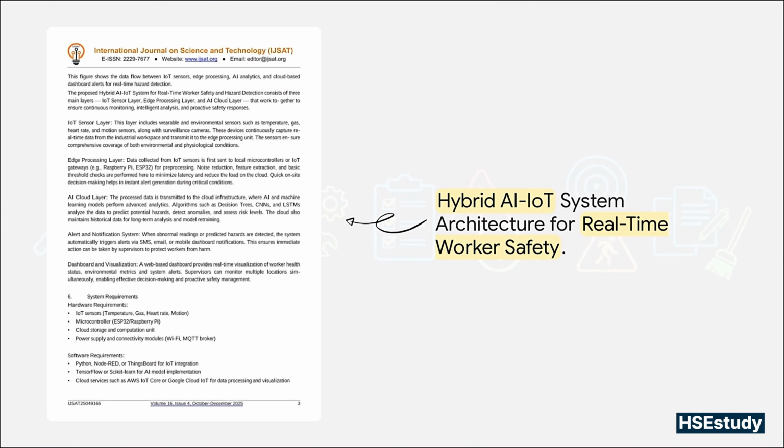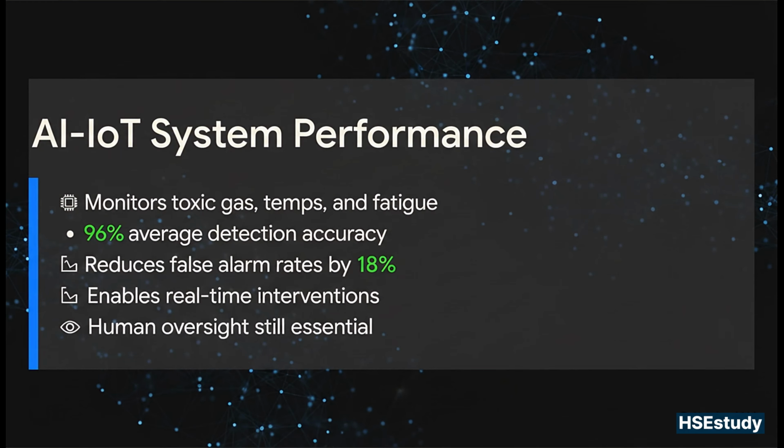At the exact same time, that data is pushed up to the AI cloud layer, where machine learning algorithms run predictive models to spot long-term hazard trends before something actually breaks. And the hard data proving this tech works is already here. Studies looking at industrial IoT datasets are showing an average hazard detection accuracy of 96%. Even better, by integrating AI, they've reduced false alarm rates by 18% compared to those old, annoying threshold-based alarms. It empowers incredibly proactive, real-time safety interventions.